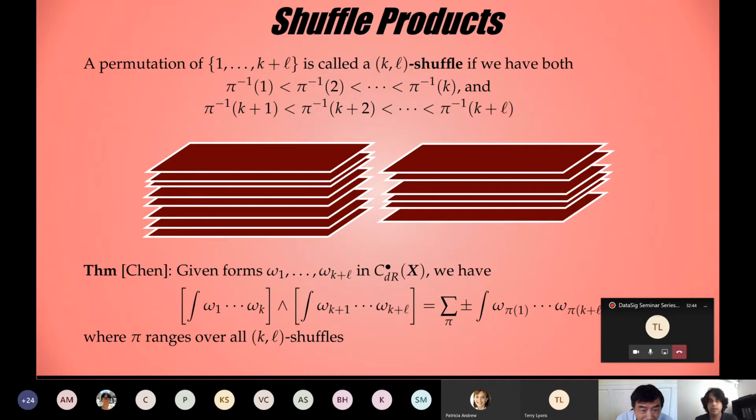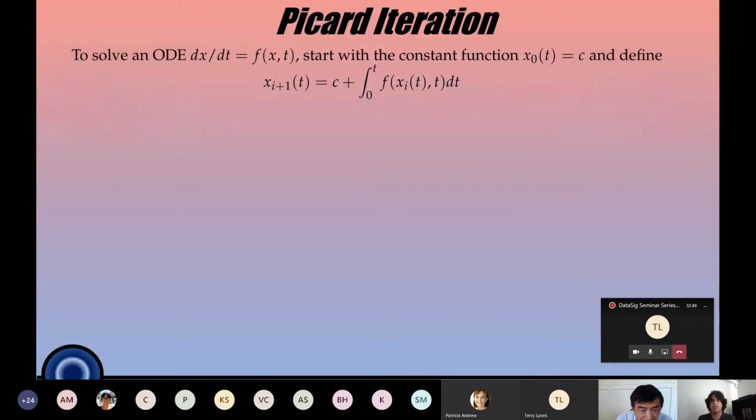OK, so here begins the next stage of the talk. We're going to transition from topology to dynamics. We'll do it through the theory of Picard iteration. It's just a story of how one can solve a given ODE. So there's an iteration scheme where the i plus 1th term is a constant plus the integral from 0 to t of the function evaluated at the ith term. OK, so this is Picard iteration.